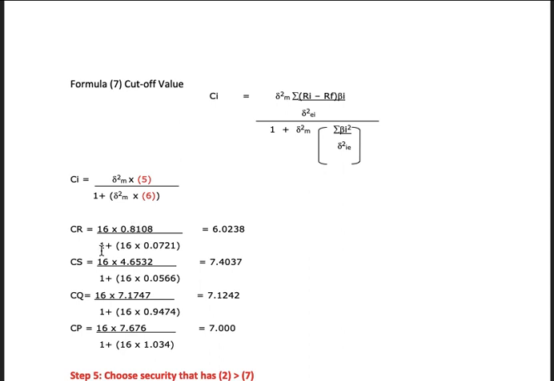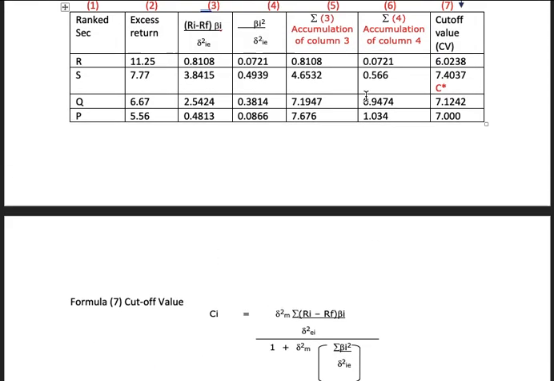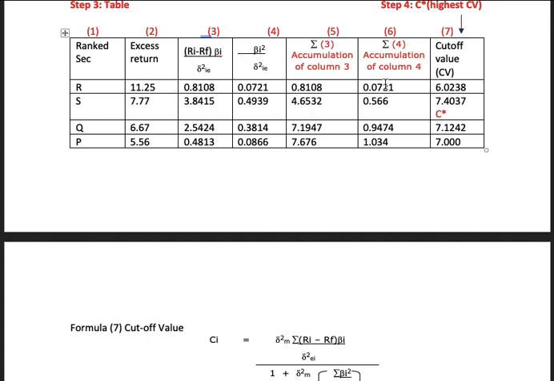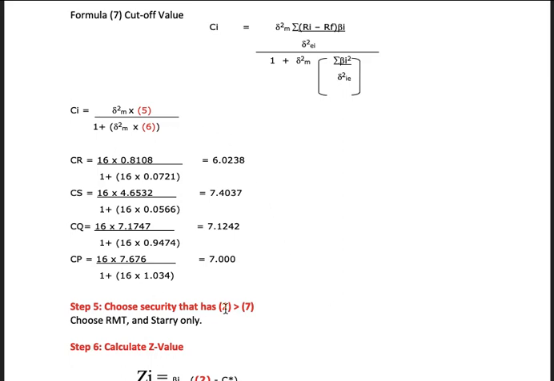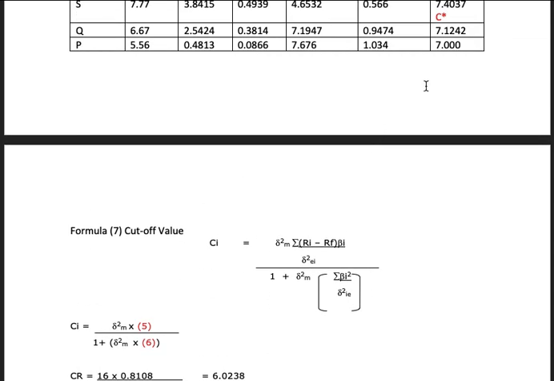0.8108 divide by 1, ni kita ikut je 1, plus variance market again 16 times column number 6, 0.0721. Okay, so yang ni pun you have to be very careful masa nak baca. Okay, ni column number 6 dia 0.0721. Okay, so yang ni when you work out, you akan dapat lah dia punya cut off value. For R is 6.0238, for S 7.4037. Next for Q 7.1242, and the last one 7, okay, for P. So you just masukkan balik dalam table dekat sini.